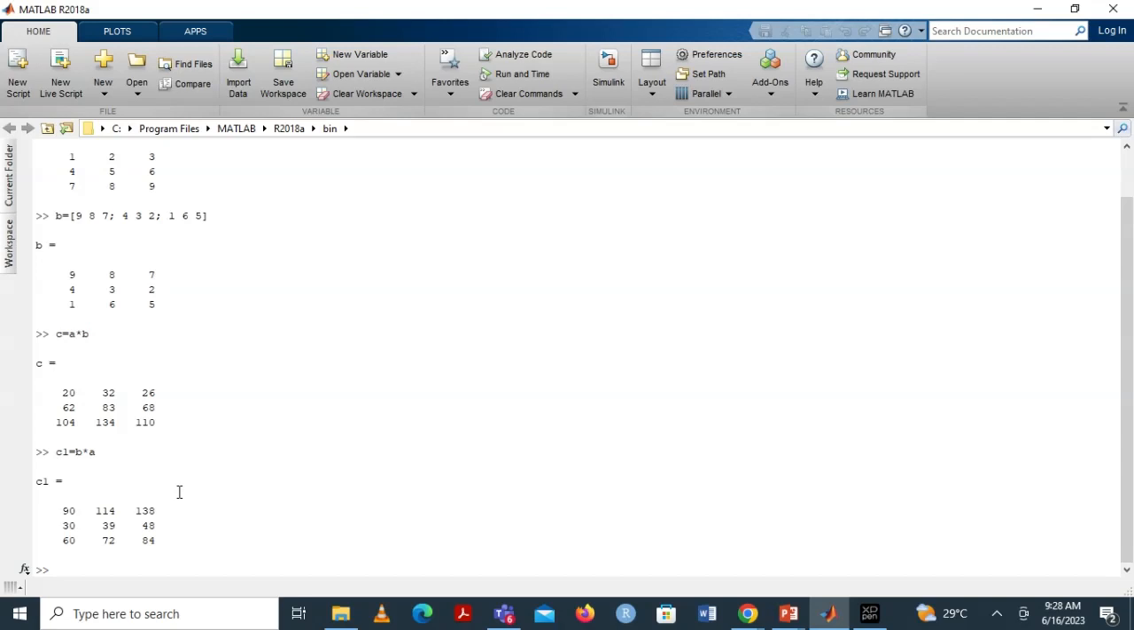So now let's try and multiply it by a scalar. So C2 is equal to a scalar which is 7 multiply by A. So it has been able to multiply with a scalar as well.